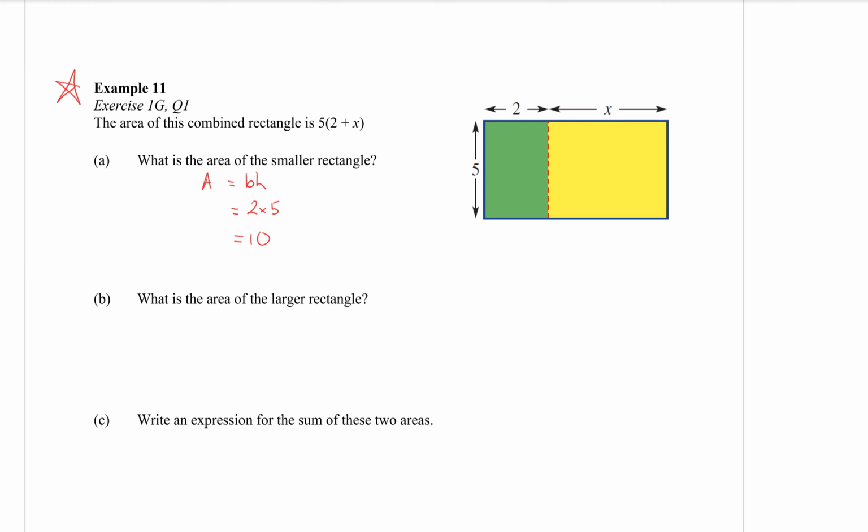Okay? Part B says, what is the area of the larger rectangle, the yellow one? Okay? So again, the area of a rectangle is BH. What is the base of my rectangle, the yellow one? X. What is the height? 5. Good. So I'm going to have X times 5. What is a better way to write X times 5 using our algebra skills? 5X. We put the number first and we put them right next to each other. Can you see it right there?